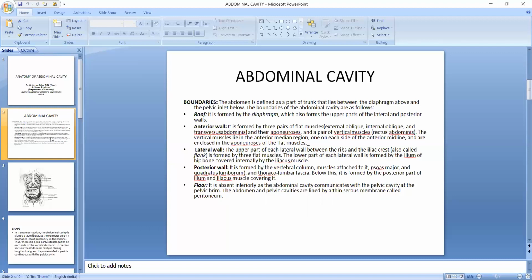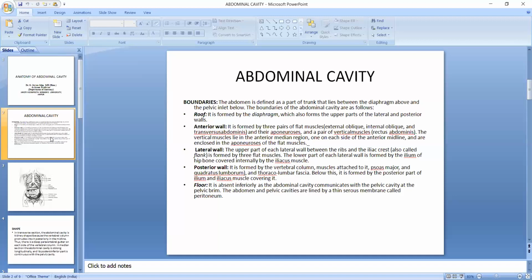Lateral wall. The upper part of each lateral wall between the ribs and the iliac crest is formed by three flat muscles. The lower part of each lateral wall is formed by the ilium of the hip bone, covered internally by the iliacus muscle. Posterior wall. It is formed by the vertebral column, muscles attached to it, psoas major and quadratus lumborum, and thoracolumbar fascia. Below this, it is formed by the posterior part of the ilium and the iliacus muscle covering it.